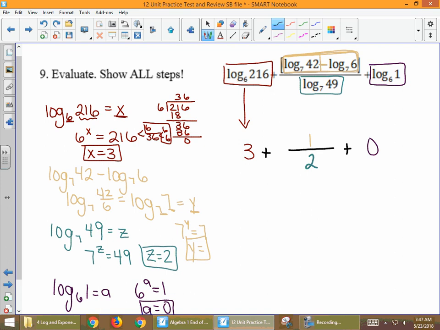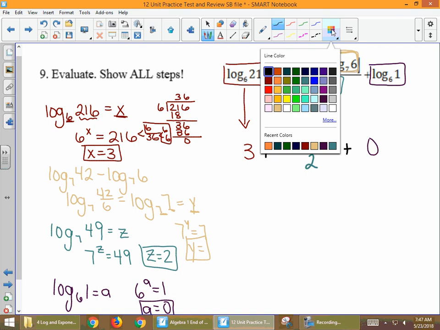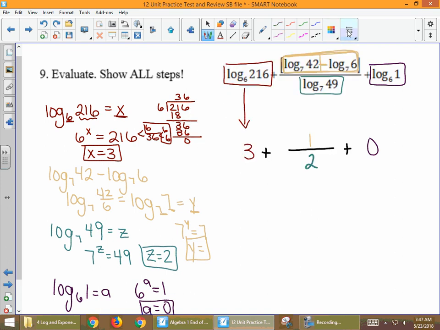So 3 plus 1/2 is our final question here. What's 3 plus 1/2? Well, it's 3.5. Or if you would want to write that as 3.5, that's totally acceptable. Or if you would want to write that as 7/2, that's lovely as well.